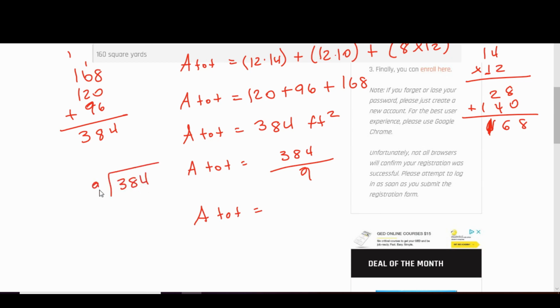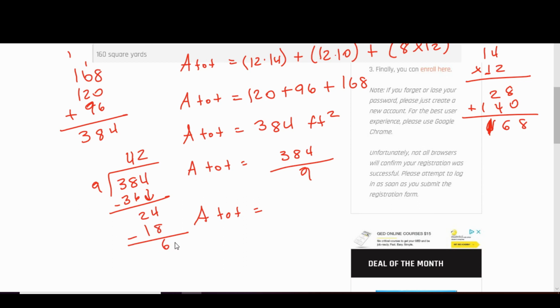384 divided by 9. 9 goes into 38 4 times, since 9 times 4 is 36. Subtract 38 minus 36 is 2. Drop down the 4. 9 goes into 24 2 times. 9 times 2 is 18. Subtract. 24 minus 18 is going to be 6.